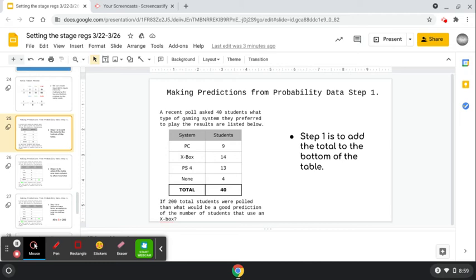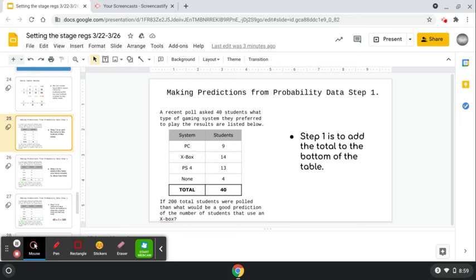With making predictions, you will be presented, more often than not, with a table or a bulleted list, and you can turn a bulleted list into a table. In this case, we have a question that says a recent poll asked 40 students what type of gaming system they preferred to play, and the results are shown in the table below. PC is 6, Xbox is 14, PS4 is 13, and none, for no gaming system, was 4. The question asks: if 200 total students were polled, what would be a good prediction of the number of students that used an Xbox?